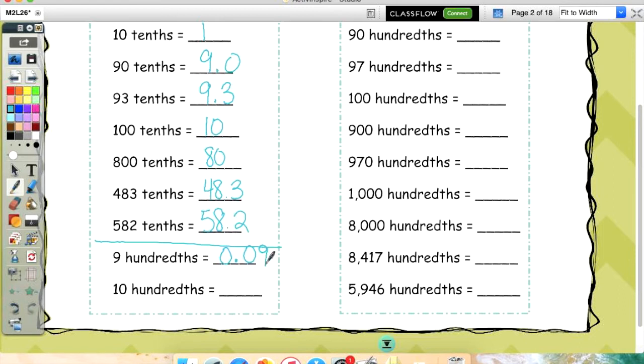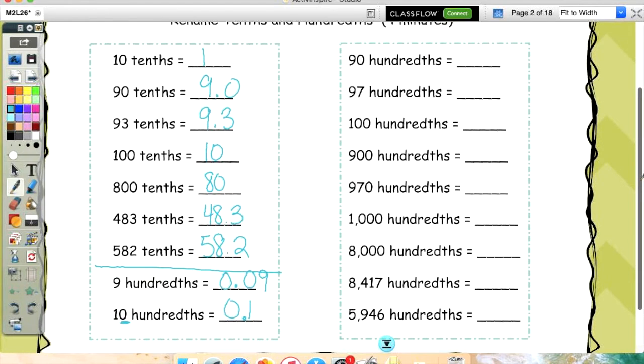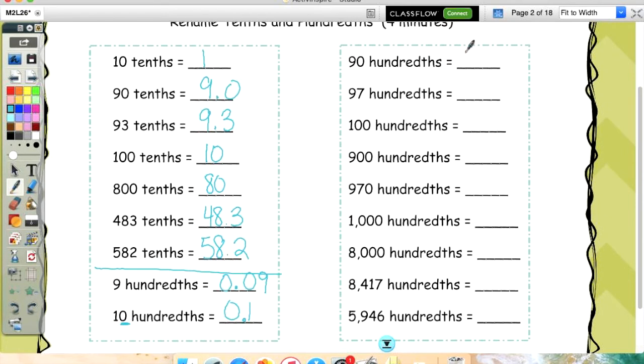So 10 hundredths, this zero's got to be in the hundredths place. So 0.01. That's right. So this is actually 10 hundredths is actually what? What number is that? 1/10. Okay. So 90 hundredths would look like that. So that is 9 tenths. Good. Okay, you want to finish the hundredths? And then check them with mine, okay?